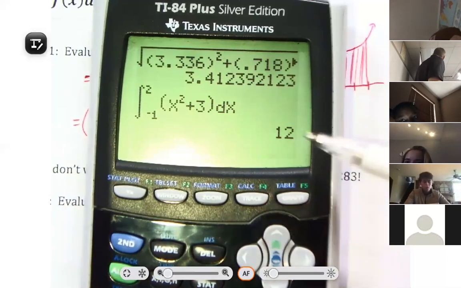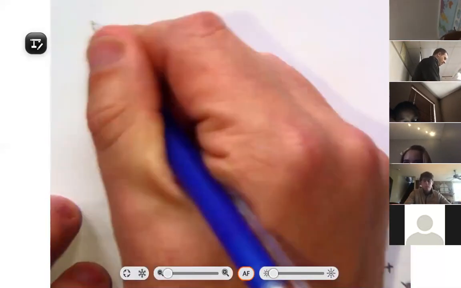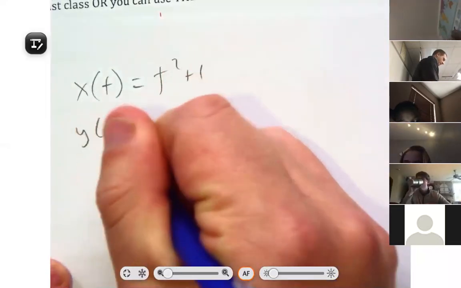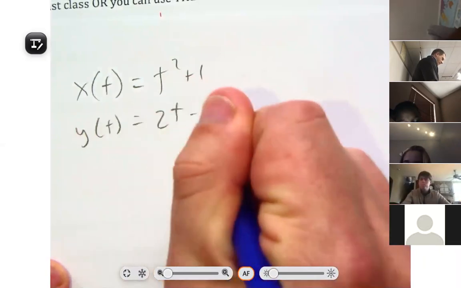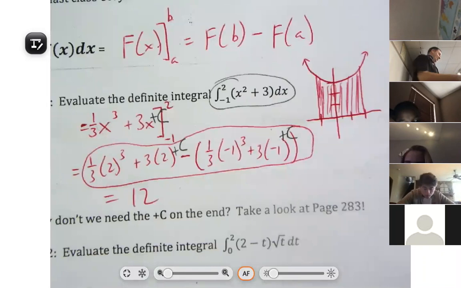So I got 12. I got the same answer. Parametrics are ones where they define it in terms of t. So like you have 2 functions. You guys remember doing those? You do? You don't? Maybe you just tuned out at the end. All right. You don't have to worry about it. So we don't get into it in here.